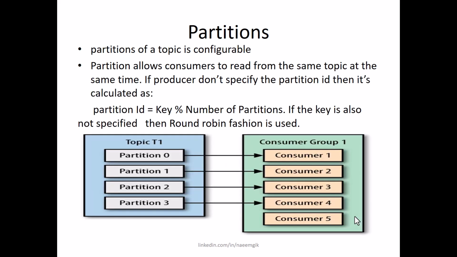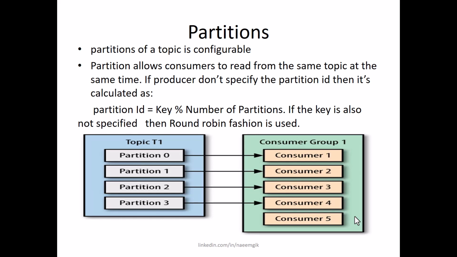Also, if you don't specify the key in your message when sending, round robin fashion is applied, and the partition number is decided based on the round robin algorithm. In this example, I have a topic which has 4 partitions and a consumer group which has 5 consumers. There is always a one-to-one mapping of partition and consumer inside the same consumer group. In other words, one consumer can read from one partition at a time.